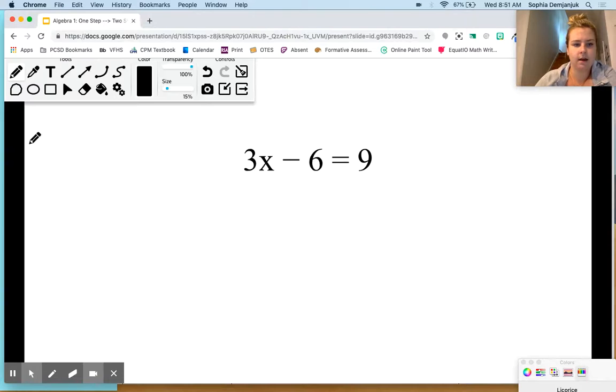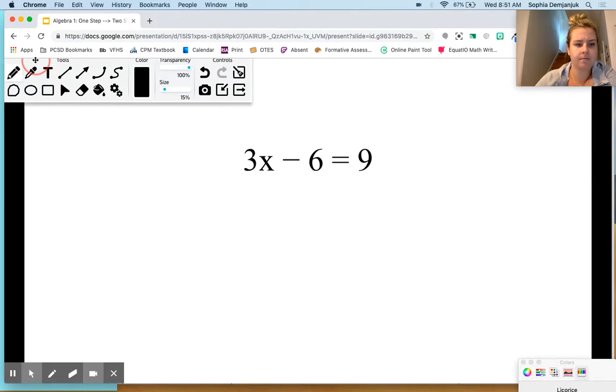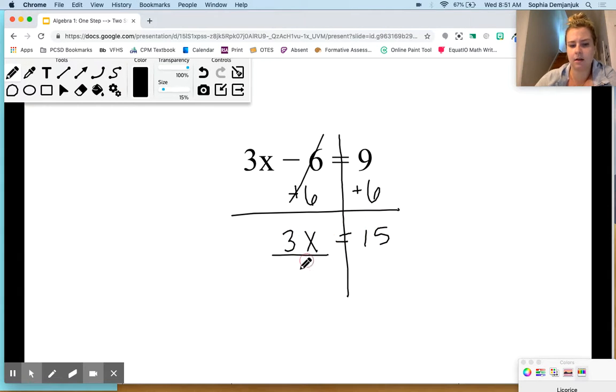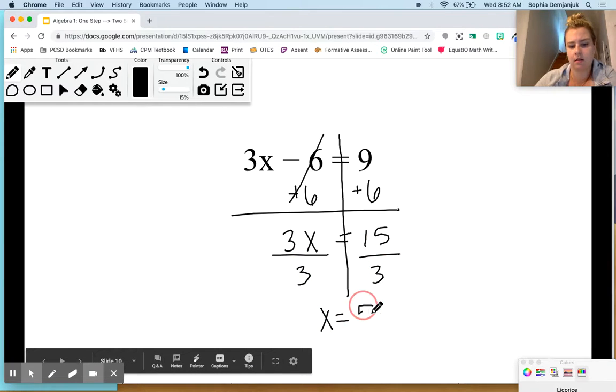Go ahead and try this example. You should have started by adding 6 to both sides. You'll get 3x equals 15. Divide both your sides by 3, and you should have x equals 5.